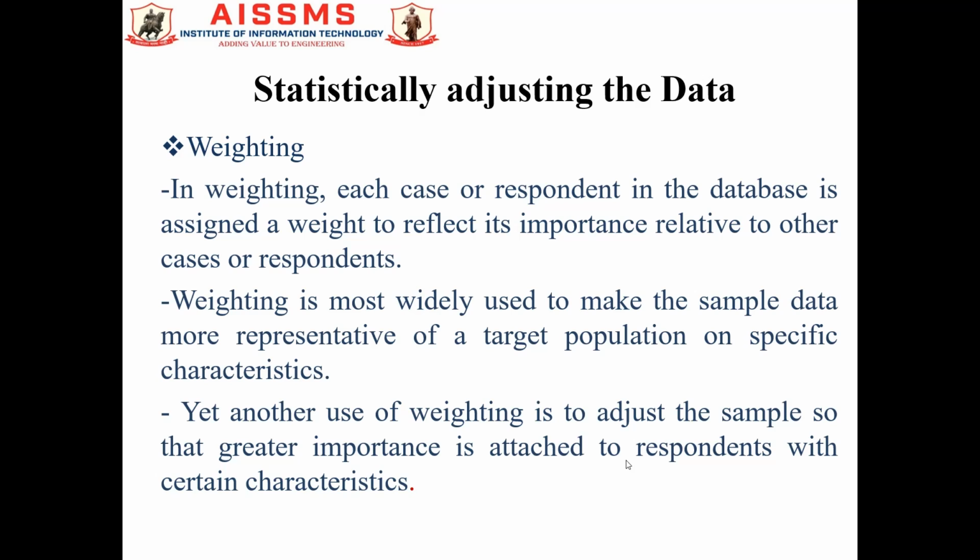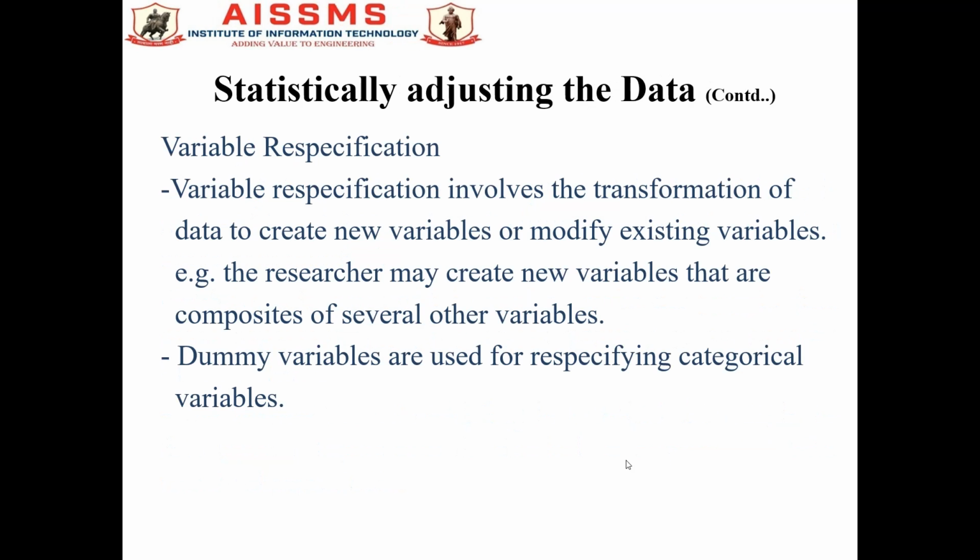We can statistically adjust the data by using several methods. Weighing: in weighing, each case or respondent in the database is assigned a weight to reflect its importance relative to other cases or respondents. Weighing is most widely used to make the sample data more representative of a target population on specific characteristics. Another use of weighing is to adjust the sample so that greater importance is attached to respondents with certain characteristics.